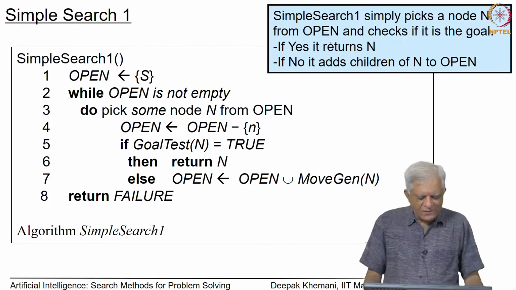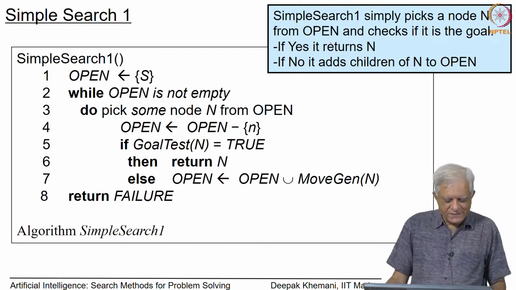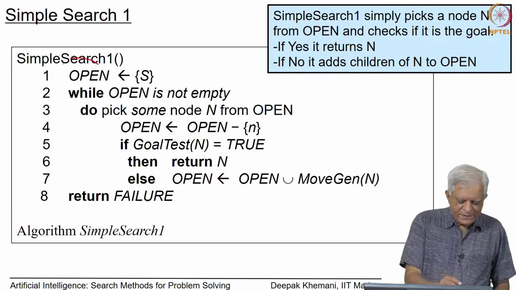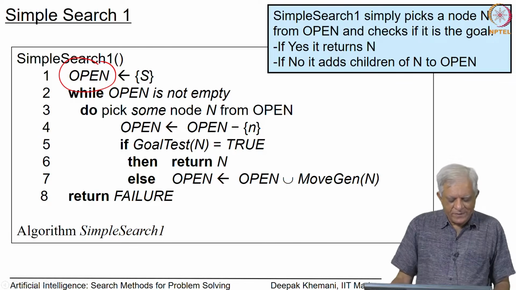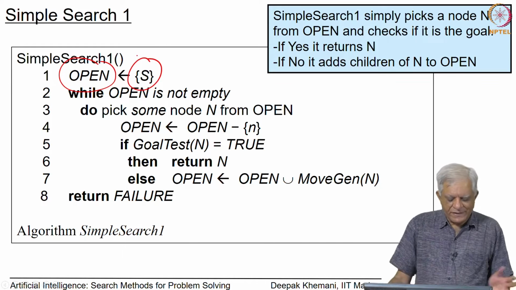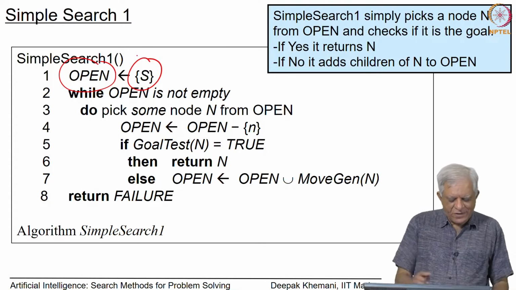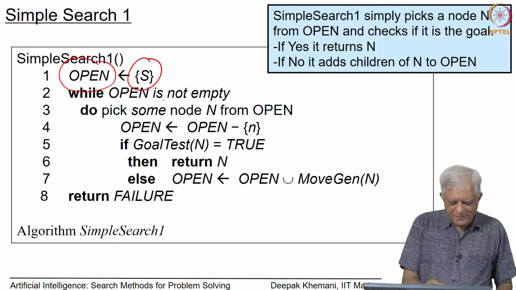So, the simplest algorithm that we can think of is as follows. We will call it simple search 1. We had mentioned that our list of candidates will be called open, and what we are given is only the start state. So, we put that into open, and our algorithm simply says that as long as our set of candidates is not empty, pick some node.